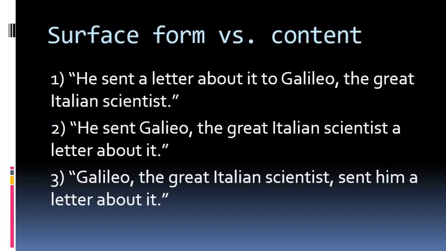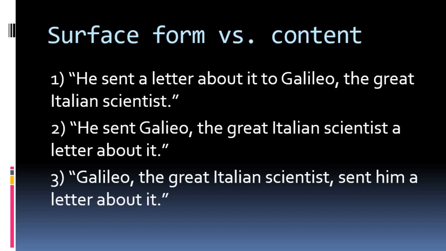So compare these. What they couldn't remember, and what I'd like you to take out of this, is the distinction between form and content. Of these three sentences, the first two that I just showed you, and the bottom one has a different content to it, right? So if people could tell the difference between 1, 2, and 3, so Galileo, the great Italian scientist, sent him a letter about it. Big difference between you sending Galileo a letter and Galileo sending you a letter, right? Those are different in content.